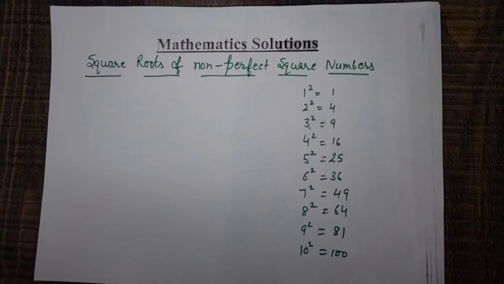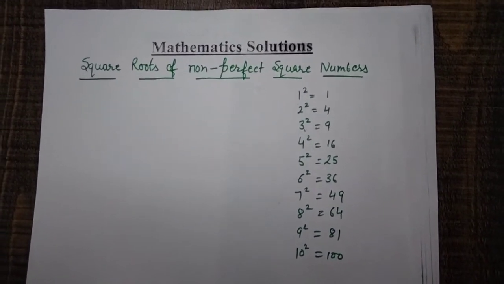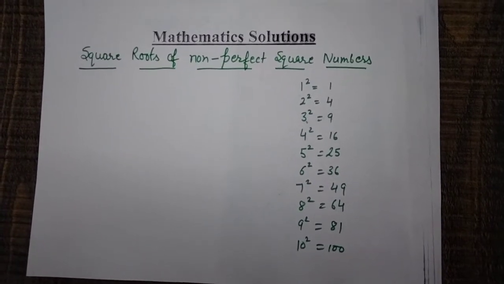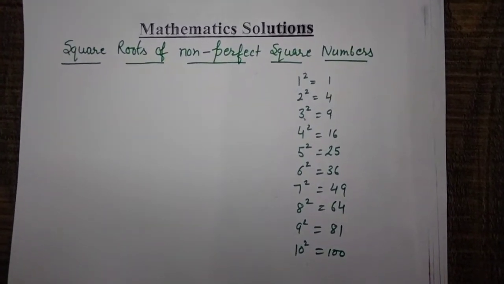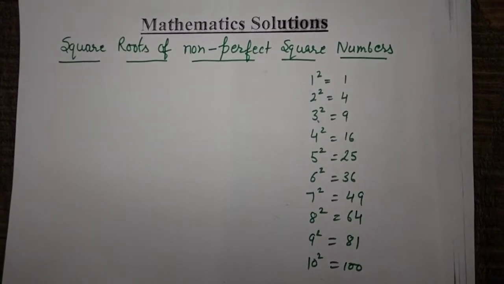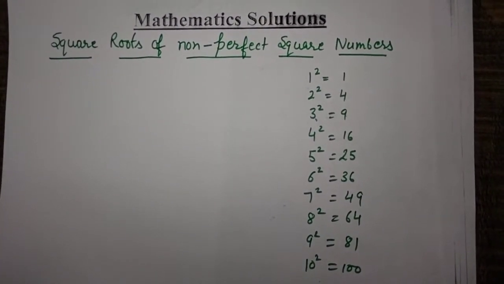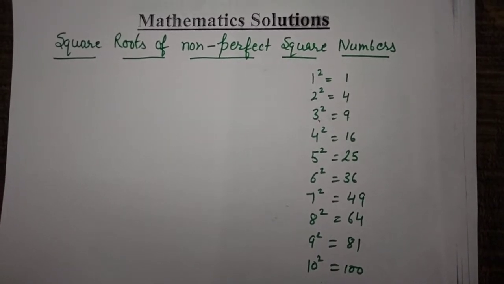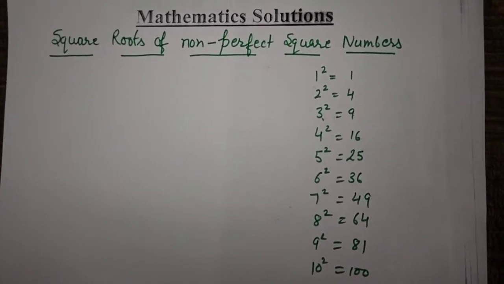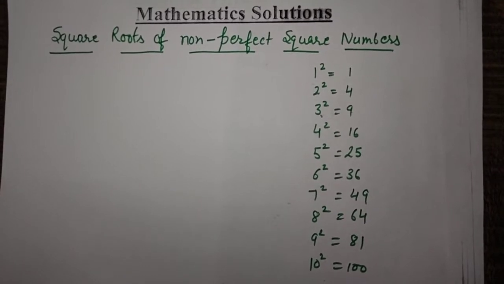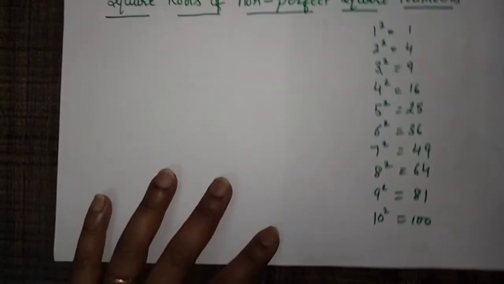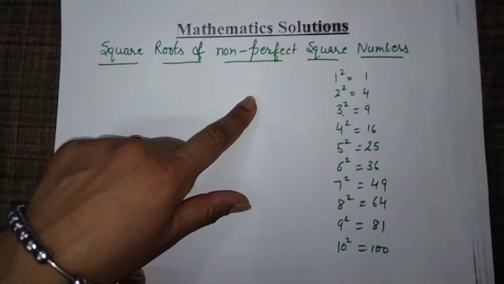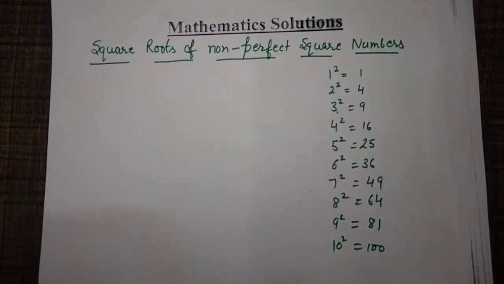In my previous videos, I explained how you can find the square root of perfect square numbers by the prime factorization method, repeated subtraction method and long division method. In today's video, we will find the square root of non-perfect square numbers. For this, I have two methods here. One is the long division method and the other is the short trick method. So let's find the square root of a non-perfect square number with the long division method.